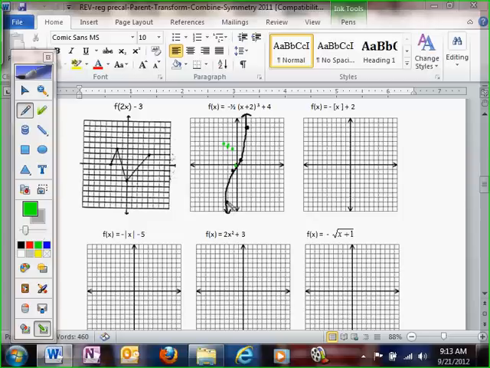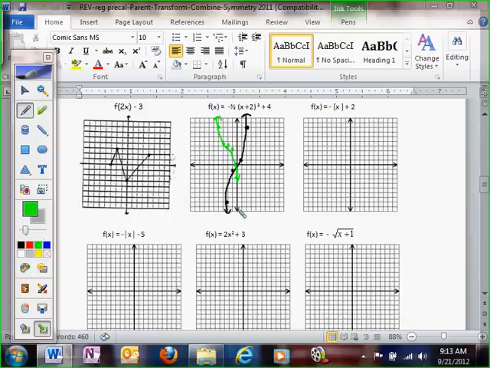And then finally, left 2, multiply the y value by negative 1/2. Negative 8 times negative 1/2 is positive 4. I'm up here. And then up 4, 1, 2, 3, 4. I think I missed one. 1, 2, 3, 4. And then sketch it out. And that is my answer.